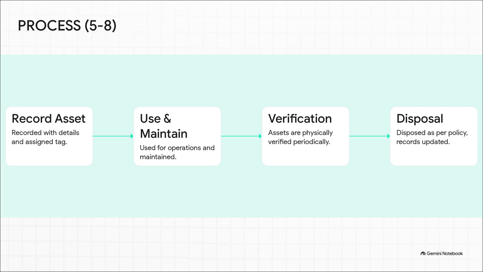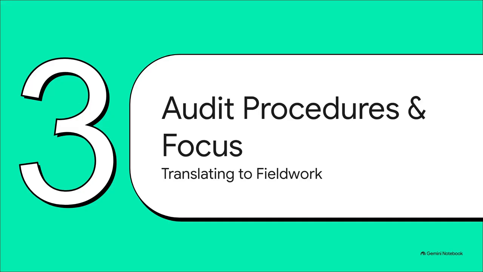Step 7 involves periodic physical verifications to confirm the asset is still there and in good shape. Finally, Step 8 is disposal, where you officially retire it according to company policy when it's obsolete. Let's translate that theory into fieldwork with Section 3, Audit Procedures and Focus.